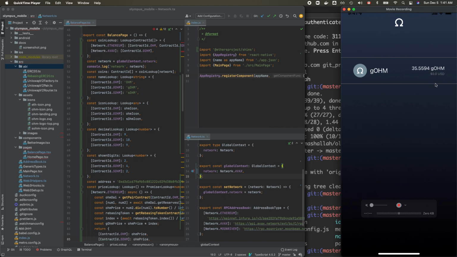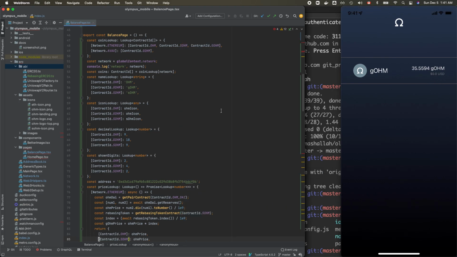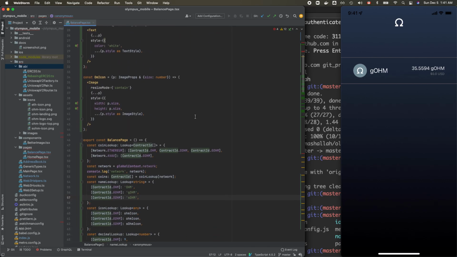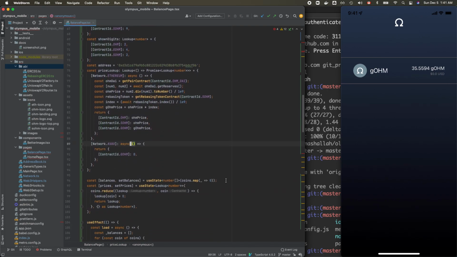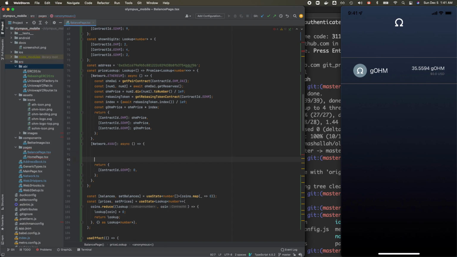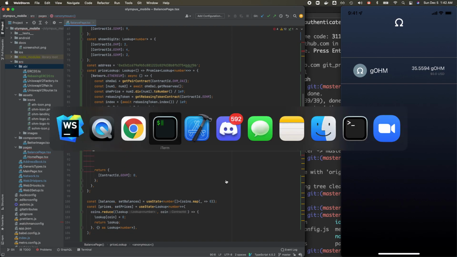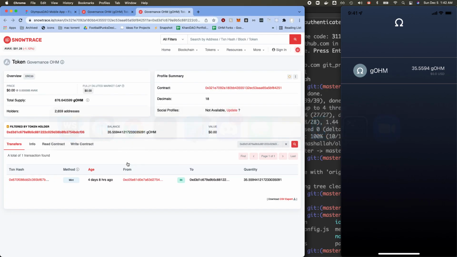However, the price is not getting loaded right now. I wonder if I can get the price using some other kind of clever technique on the AVAX chain. The way that I'm thinking about doing it is to get the AVAX price and then multiplying the AVAX price by the gOhm price. So I think that's how we're going to do it.